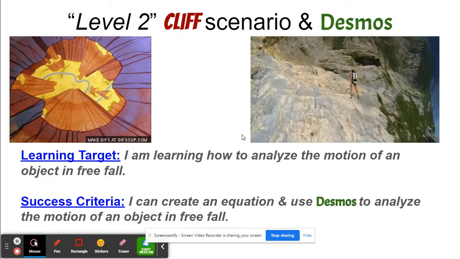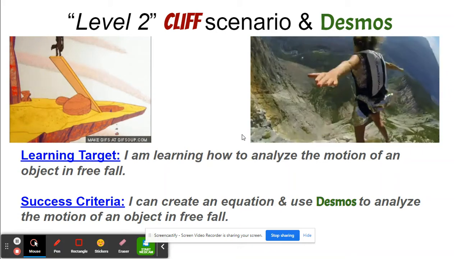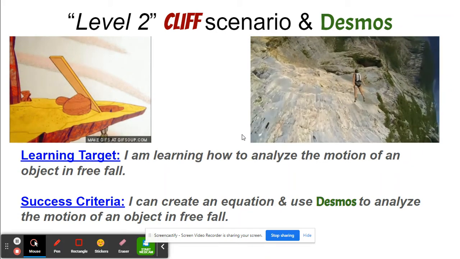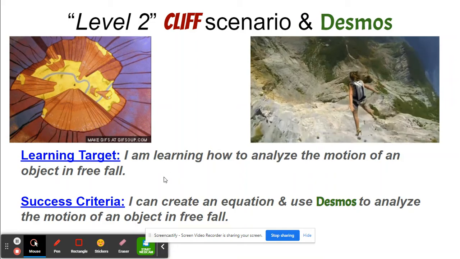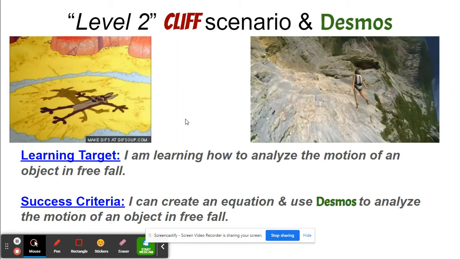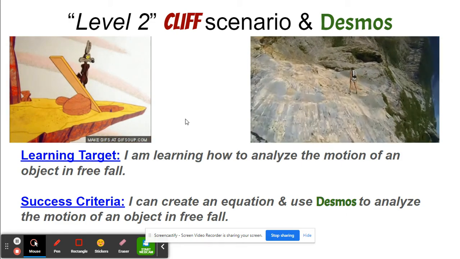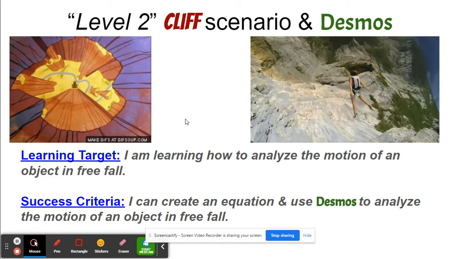All right, let's take a look at a level 2 cliff scenario and how you can find out multiple things about the motion of an object from a cliff using Desmos. If you look at the learning target, learning how to analyze the motion of an object in free fall, and the success criteria, you should be able to create an equation and use Desmos to analyze the motion of an object in free fall.